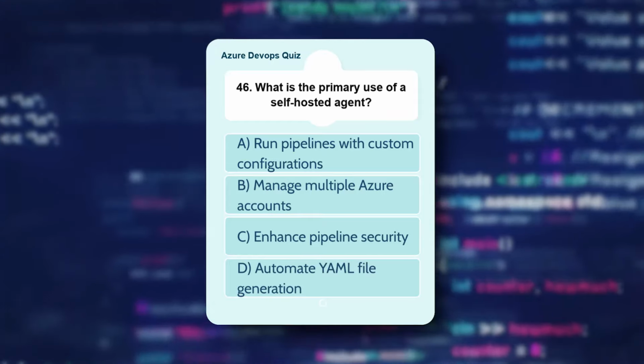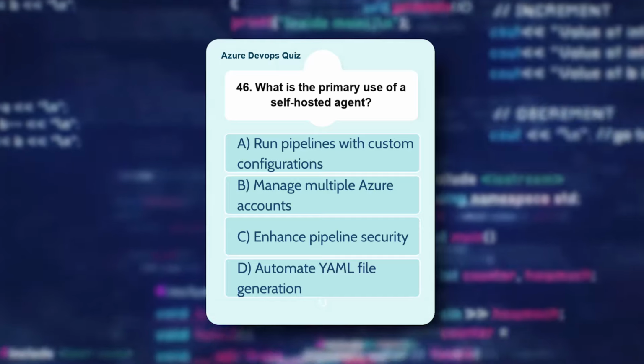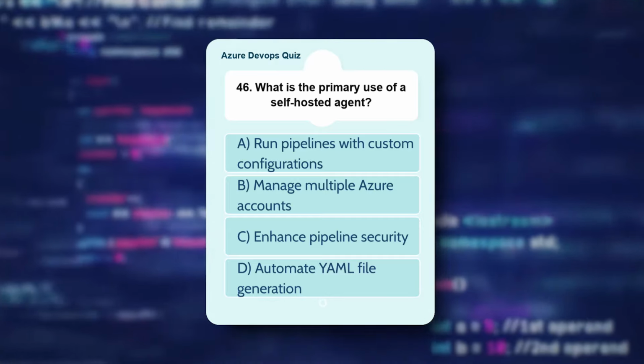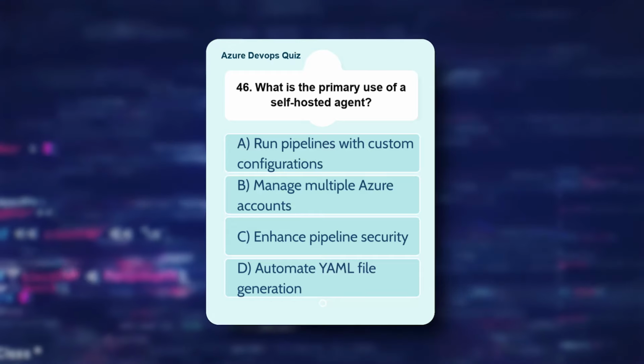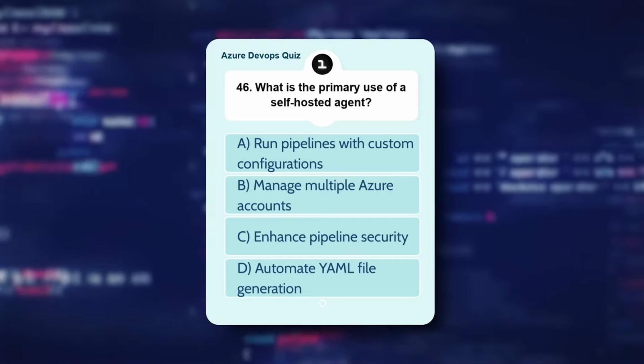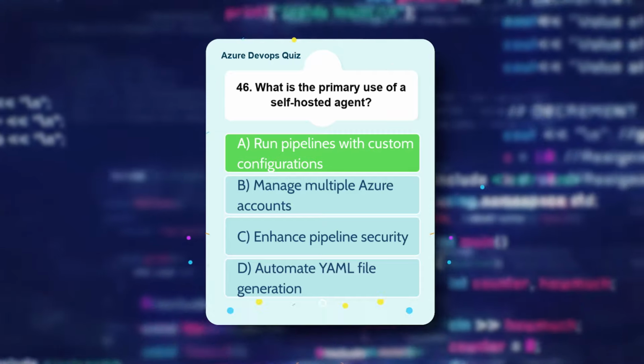46. What is the primary use of a self-hosted agent? A. Run pipelines with custom configurations. B. Manage multiple Azure accounts. C. Enhance pipeline security. D. Automate YAML file generation. Answer: A. Run pipelines with custom configurations.